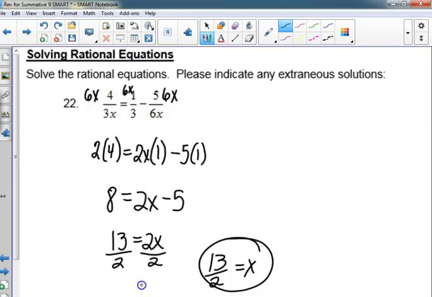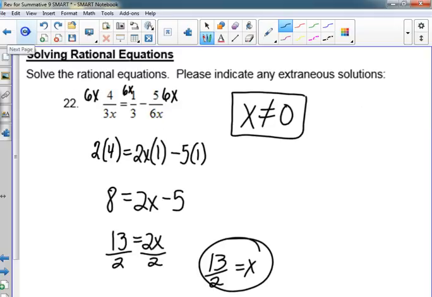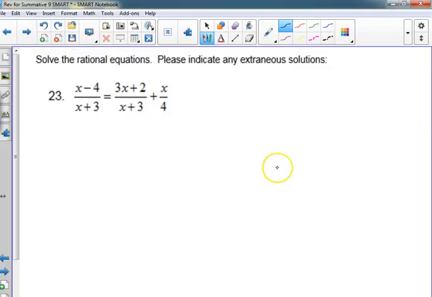We good? What would not have worked here? Right? Because there was an x in the denominator, we couldn't have had 0. All right. What about this guy?